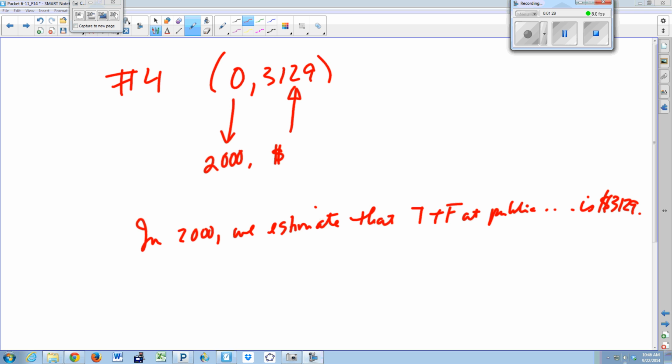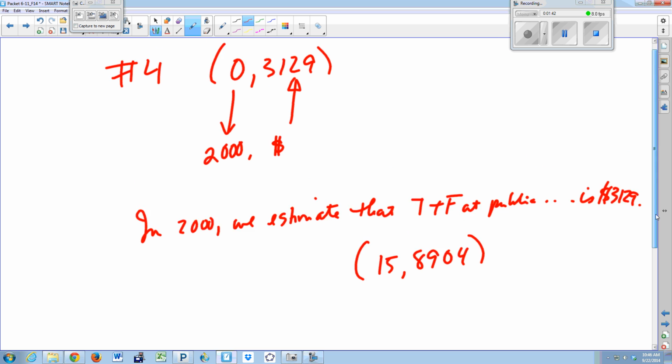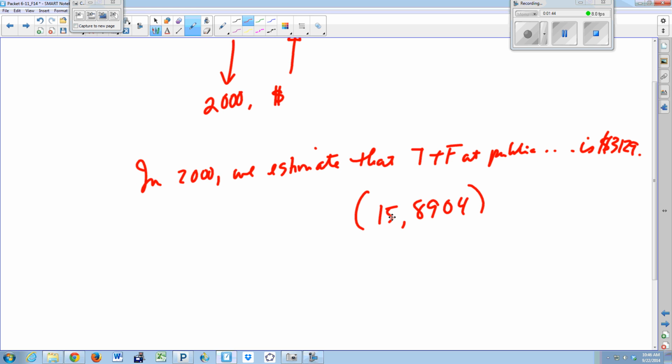So the next page where you had the point, let's see, what was one of the points? Was it (15, 8904)? That was one of the points for like number 6 or something. So here you'd want to say, our model, another way to say this is our model is predicting, because we're predicting in the year 2015, we're predicting that tuition and fees will be $8,904. So that's the prediction, okay?